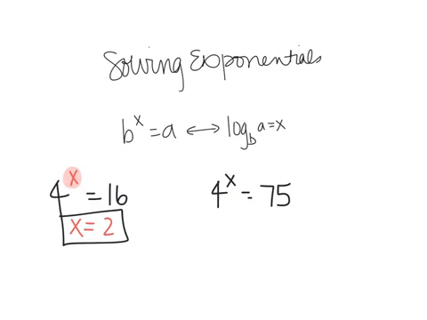Well, that's where logs come in. So I can actually rewrite this problem as the log base 4 of 75 equals x. And I just rewrote that based on what I had up here, going between exponential form to log form. And then this you can actually put in the calculator. So it says the log base 4 of 75, which is 3.11. So my answer to this problem would be 3.11.